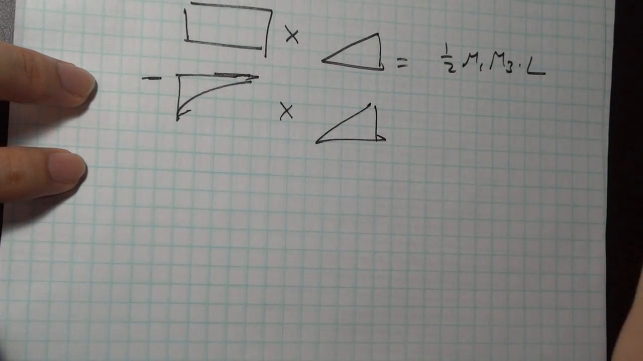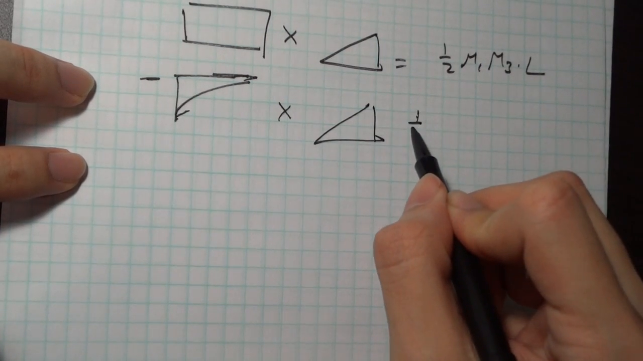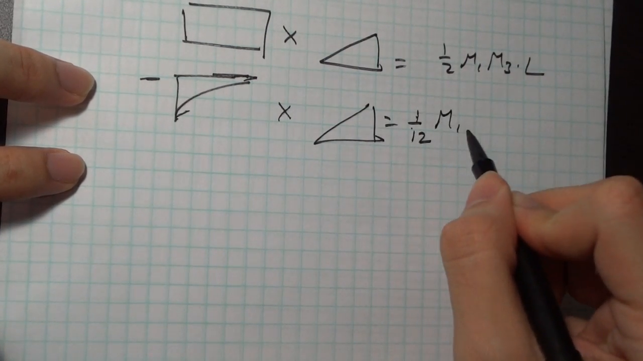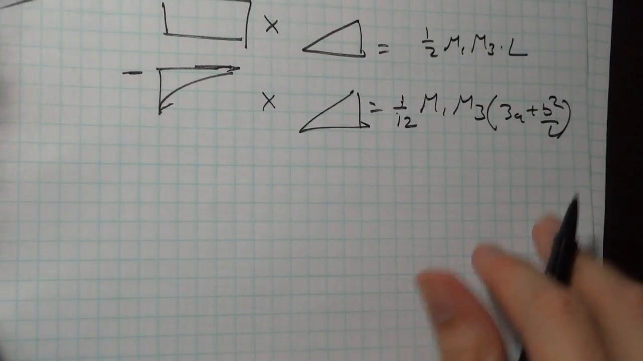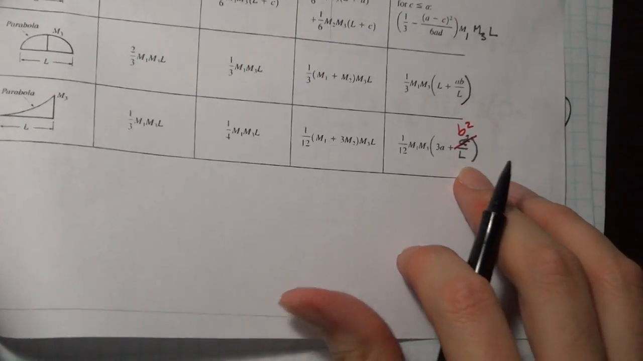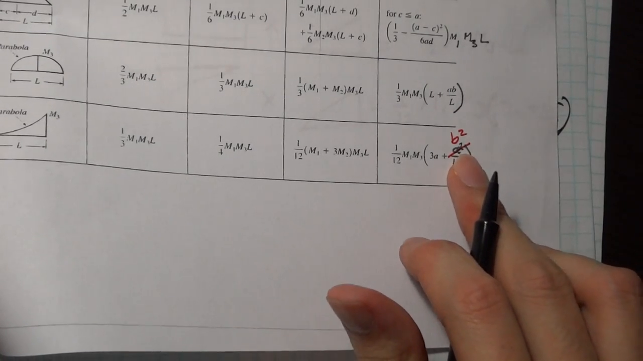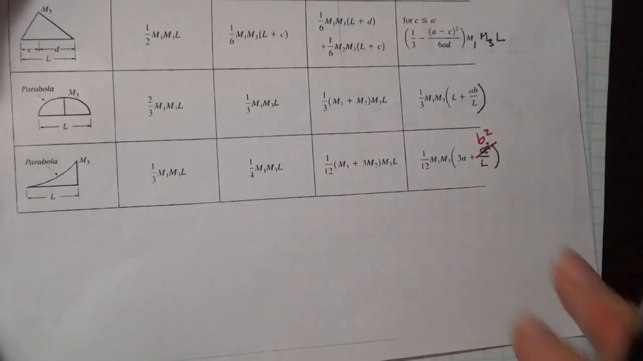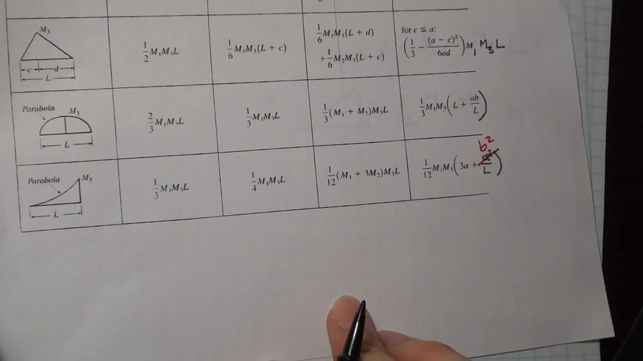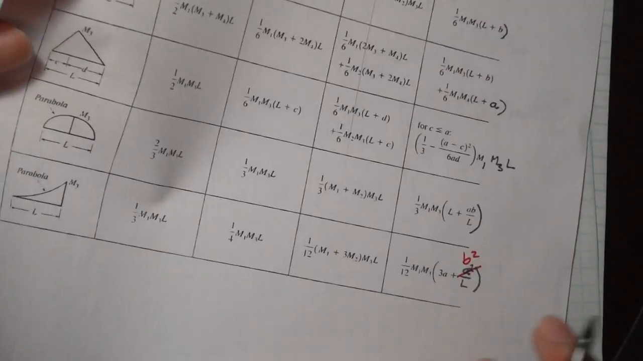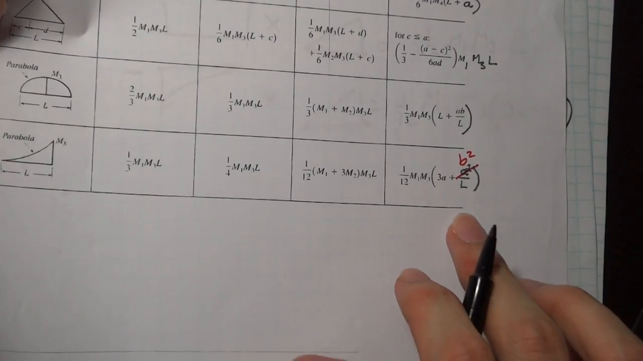This one here would be equal to 1/12 M1 M3 3A plus B squared on L. There is a typo here. Hong caught this and brought this to my attention, but this one should not be A squared, it should be B squared. I know this is taken from a textbook. It's highly odd for a textbook to have two errors in a single table, so I don't know quite what they were doing, but just keep that in mind. This is actually B squared, 3A plus B squared on L.